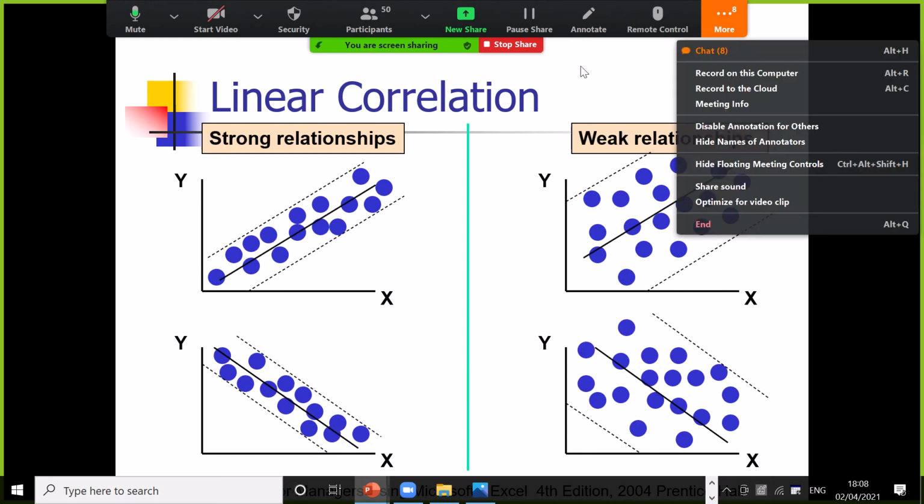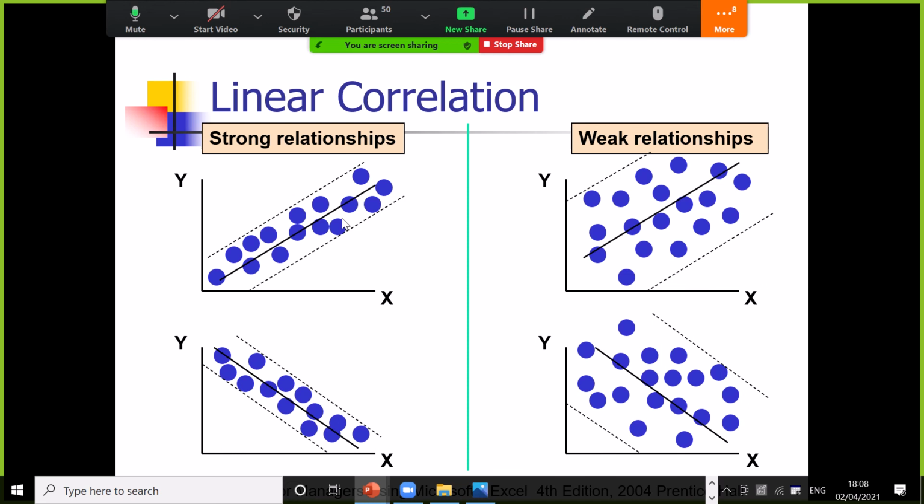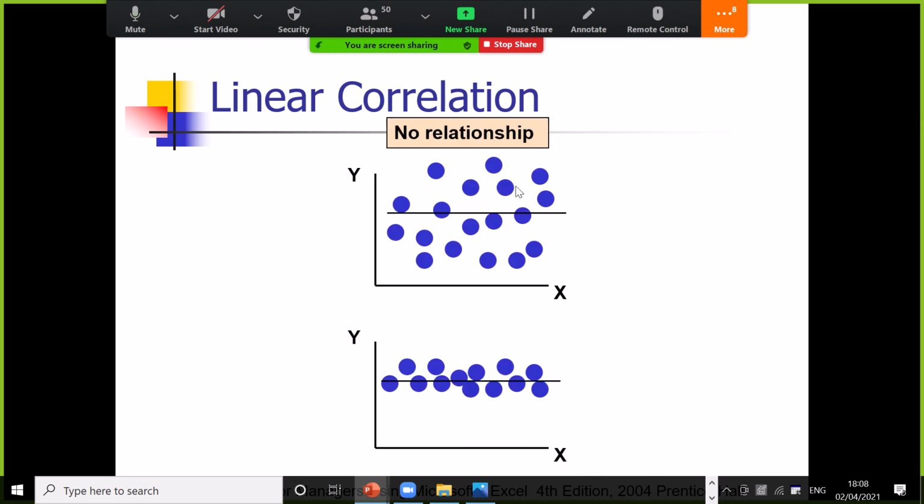What we expect from you is that you know the meanings of these relations. This is a strong relation. The more these dots are on this line, the more it is related. So this is weaker, you see that the dots are away. No relationship. These horizontal lines mean no relationship. Even though they are close to each other, we say no relationship.